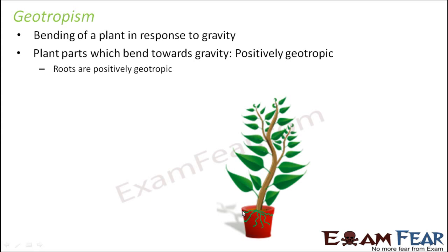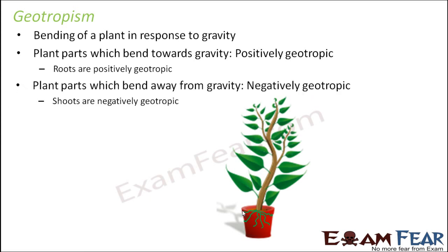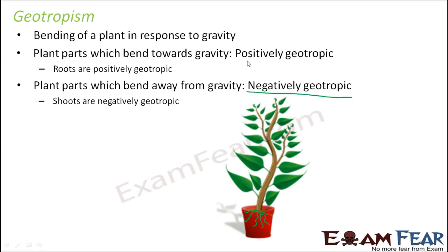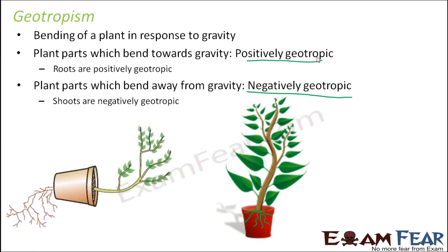Similarly, the plants which bend away from the gravity, they are negatively geotropic, and an example would be shoots. Something like this, if you place a plant like this, you would see that the roots will still bend downwards towards the earth and the shoot will tend to go in the opposite direction.